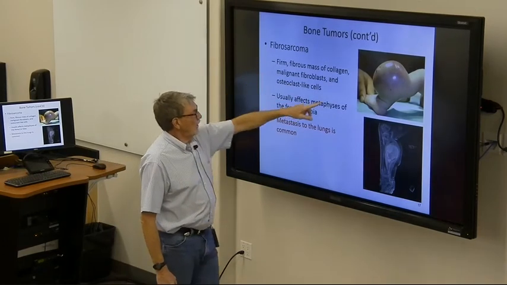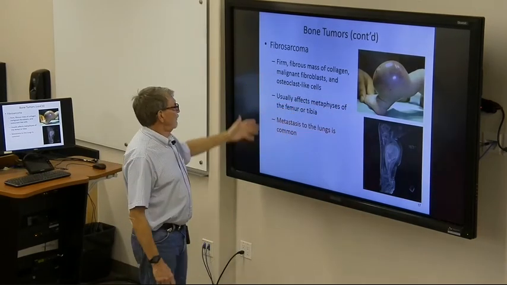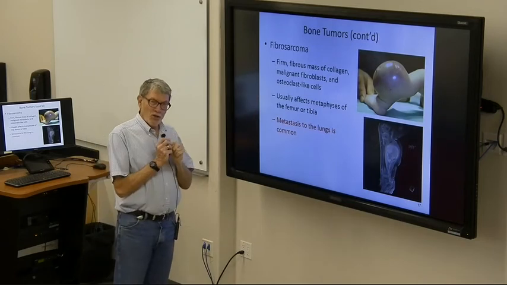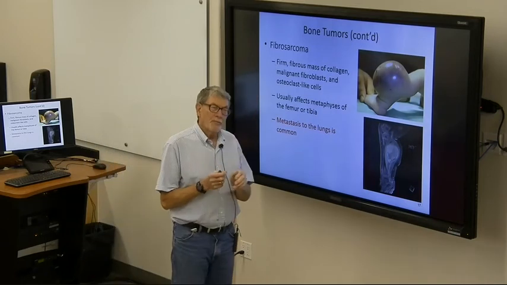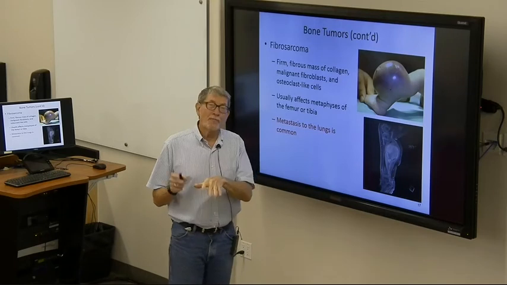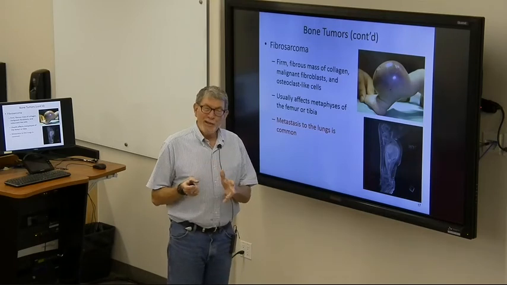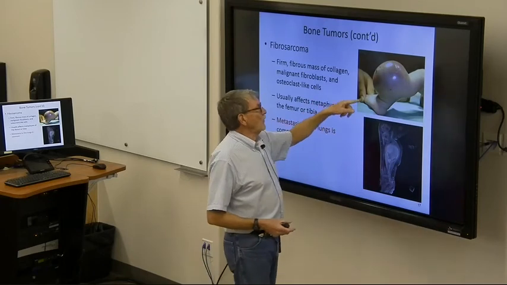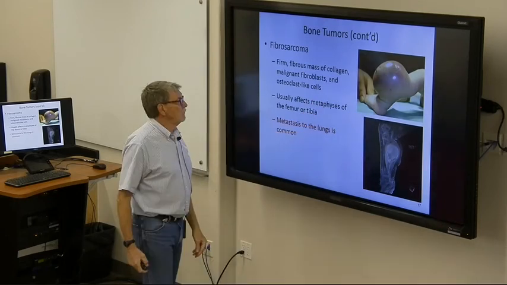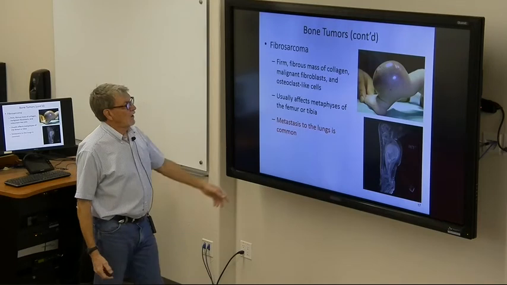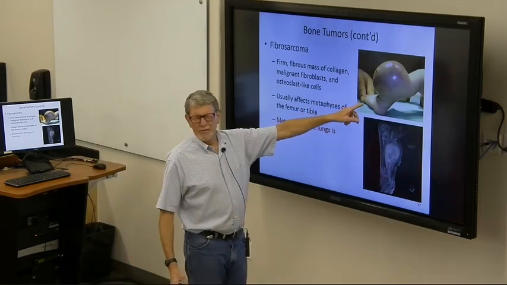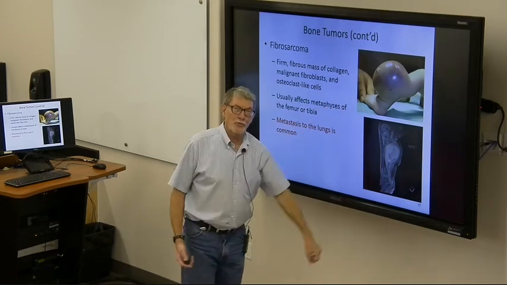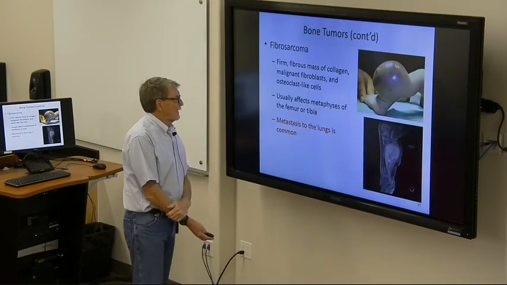Fibrosarcomas: the fibroblasts, which are the cells that make the fibrous tissue, become cancerous, they go wild, they go out of control, and build these huge, big, bulging tumors. Very dangerous, they metastasize to lungs and other tissues pretty readily.